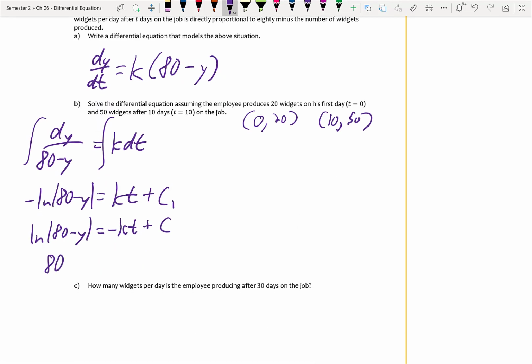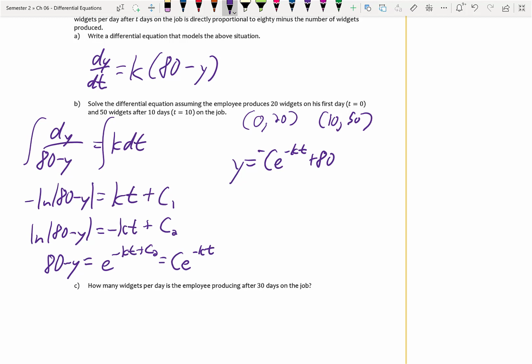Exponentiate both sides with the base of e to the negative kt plus c, which is the same as c e to the negative kt. It's a different c now, so guess what the previous two c's become? C2s. And finally, if I solve for y, I get y equals c e to the negative kt, minus 80, or 80 minus that. Oh, sorry, it should be negative, right? That's better. Had my subtraction wrong.